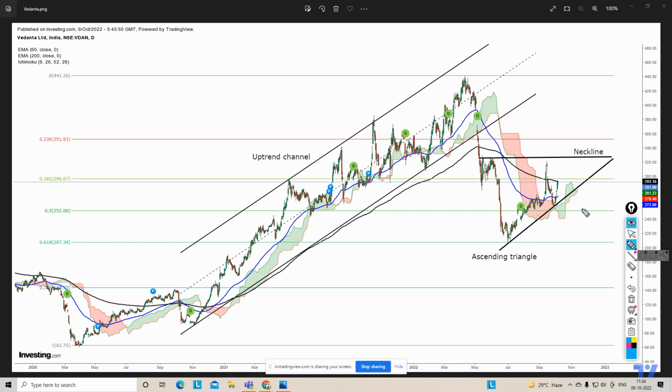Within the triangle, you can see that with respect to Friday's closing, Vedanta is at the conjunction between the 200 and 60 exponential moving average. So the 200 moving average within the triangle is acting as a resistance, and this particular 60 exponential moving average within the triangle is acting as a support. Other than this 60 moving average, the cloud is also extending the support.